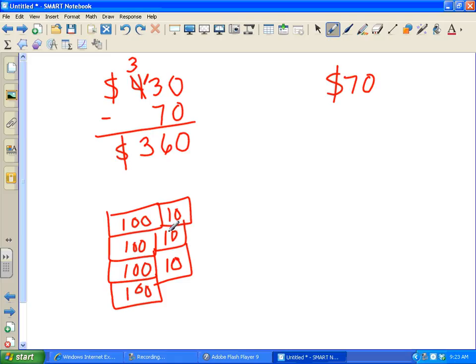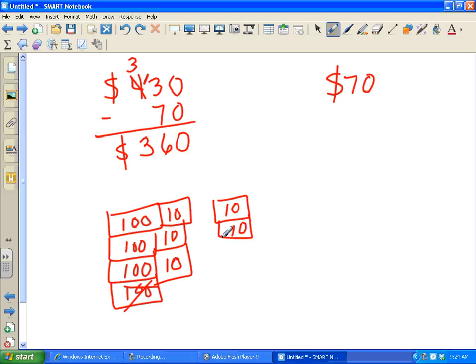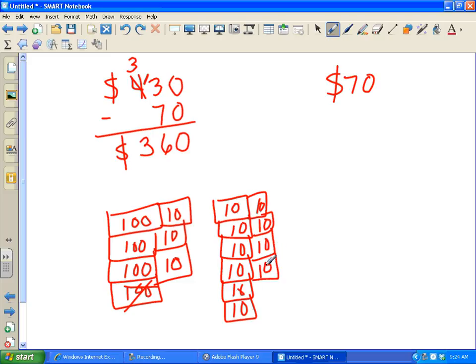I've got to go to the bank, and I'm going to give the teller my 100, and she's going to give me some tens. How many is she going to give me? 10. So I've got to draw 10 more tens. Here we go. 1, 2, 3, 4, 5, 6, 7, 8. This is really bad. 9, 10. Okay? Now can I take away 7 of those tens?